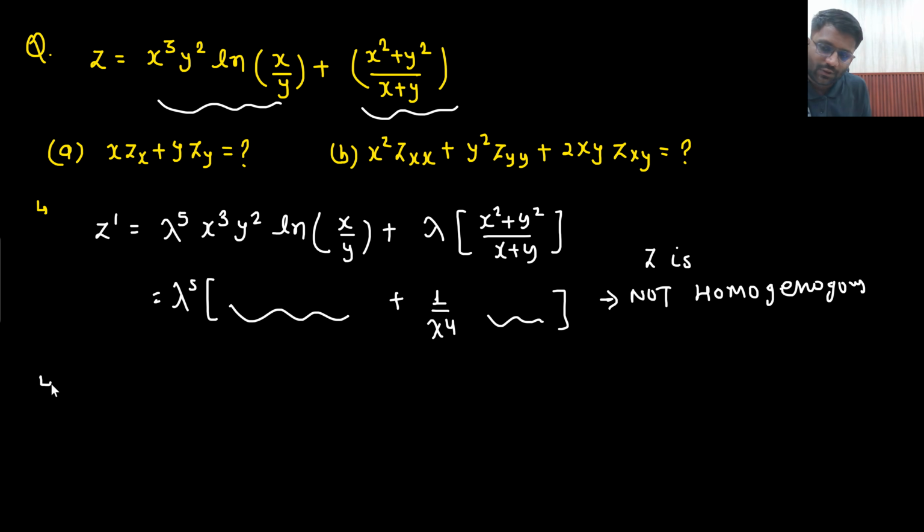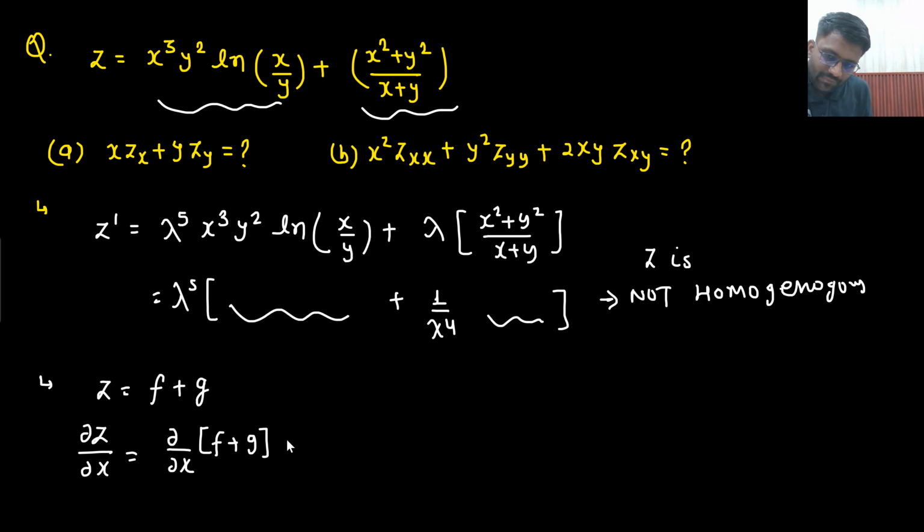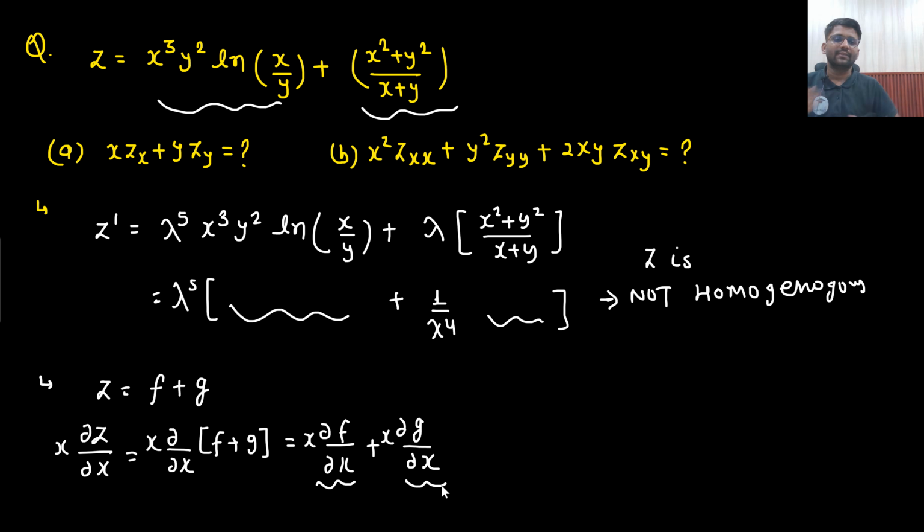If z is having two functions, f plus g, can you let me know what will be the value of del z by del x? That will be nothing but del by del x of f plus g, right? Because z is nothing but f plus g. So del f by del x plus del g by del x. What do you understand from it? And if you multiply x here, will that make any concern? No. What does that mean? That means you solve this one separately, then solve this one separately and add the answer.